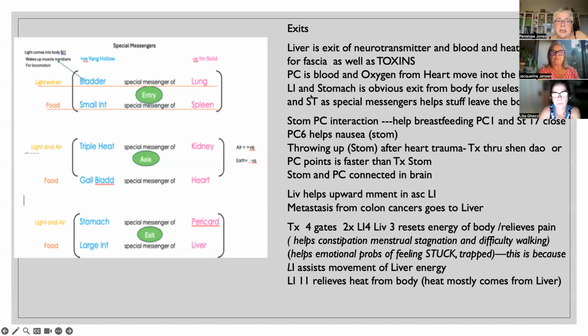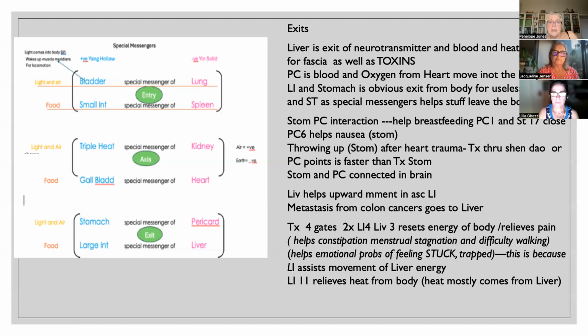Here I've written it. Large intestine and stomach are obvious exits from the body for stuff that we no longer need. And large intestine and stomach are special messengers that help the stuff to leave the body. Now, stomach and pericardium, they have a fairly close interaction. And from a practical point of view, you can see, because they help breastfeeding. PC1 and stomach 17 are very close together. And Kevin talks about this as nature and nurture.